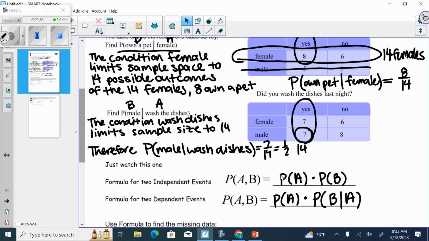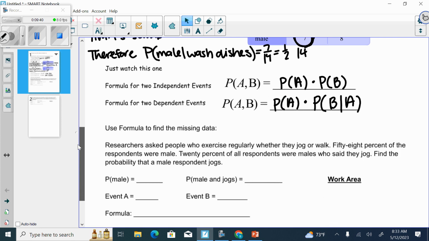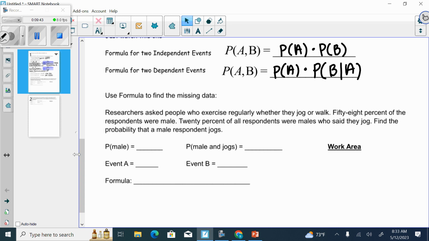So they say that we are going to use this formula to find the missing data for this question. It says that researchers asked people who exercise regularly whether they jog or walk. 58% of respondents were male. 20% of all respondents were males who said they jogged. Find the probability that a male respondent jogs. So here they're telling us what our events are: that a male respondent jogs. Those are my events A and my events B.